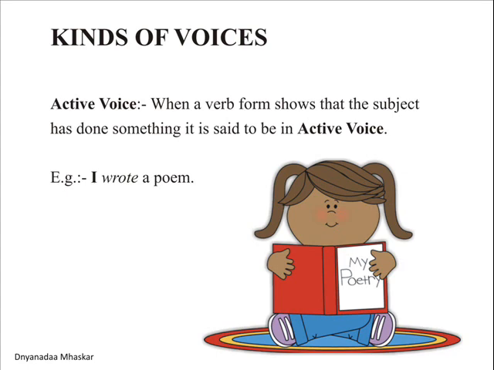When a verb form shows that the subject has done something, it is said to be in active voice. Example, I wrote a poem. I is the subject, wrote is the verb, a poem is the object. So here what is important? I, that is the subject. So who is active in this sentence? I, which is a subject, and hence it is in active voice.